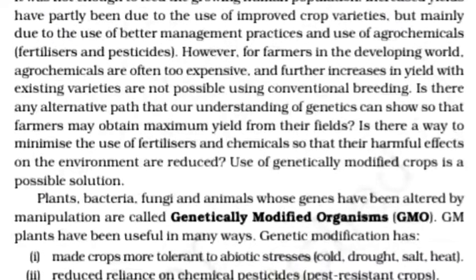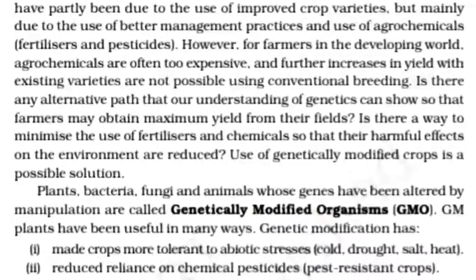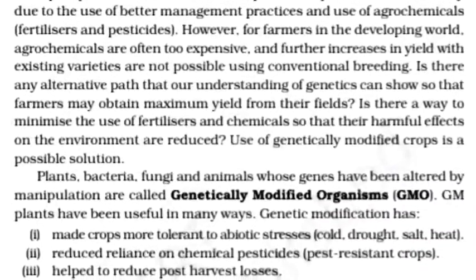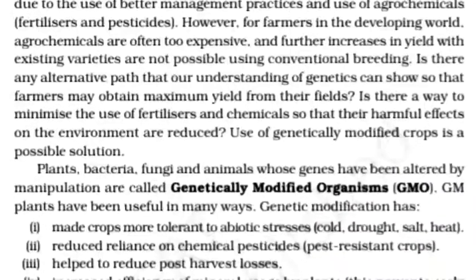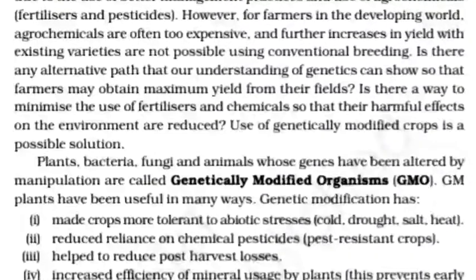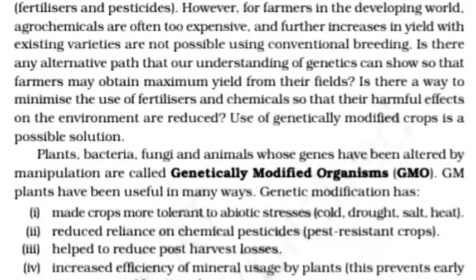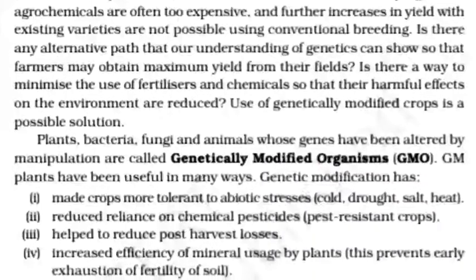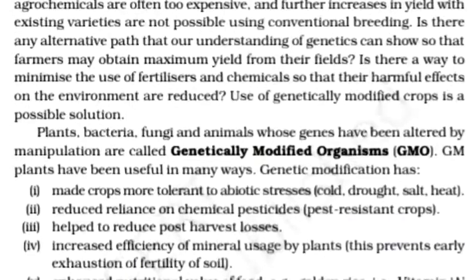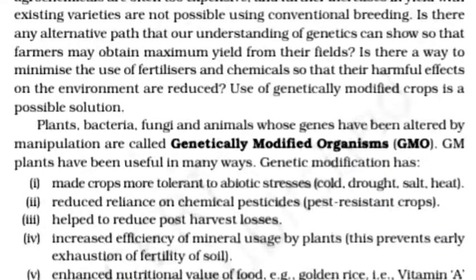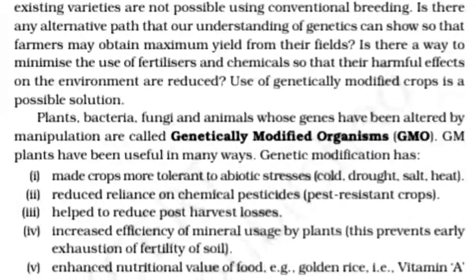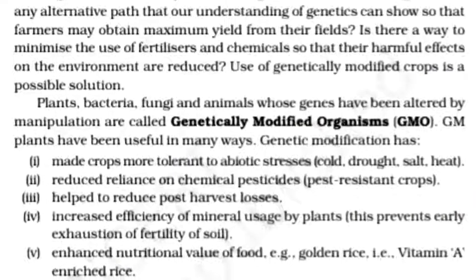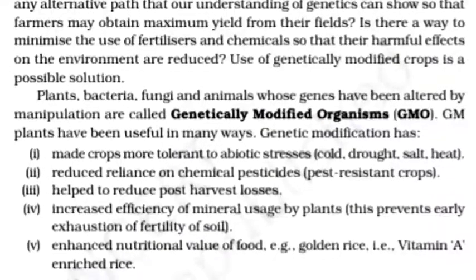Is there any alternative path that our understanding of genetics can show so that farmers may obtain maximum yield from their fields? Is there a way to minimize the use of fertilizers and chemicals so that their harmful effects on the environment are reduced? Use of genetically modified crops is a possible solution. Plants, bacteria, fungi and animals whose genes have been altered by manipulation are called genetically modified organisms, GMO. GM plants have been useful in many ways.